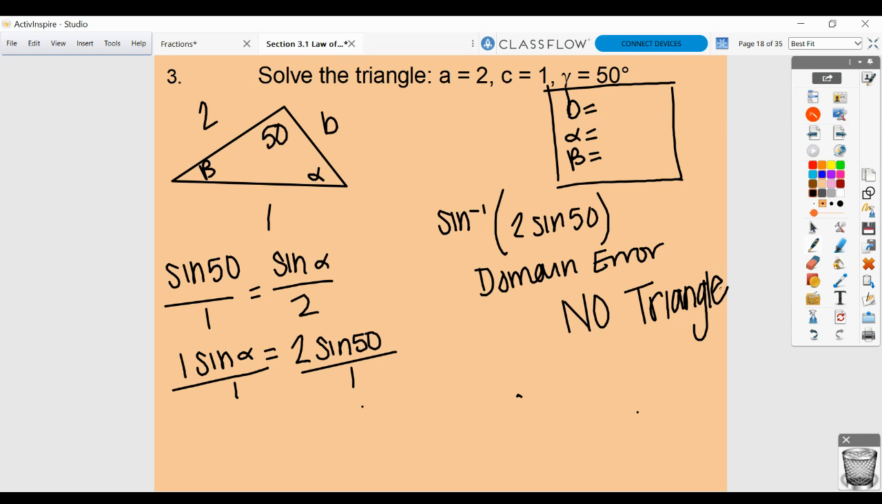Here's why it doesn't work. If I would try and draw this to scale, here's 2. Here's half of it as being only 1. If this needed to be 50 degrees, there is no way that that can make a triangle. So if you get a domain error right off the bat when you're trying to figure out the triangle, your answer is no triangle and you can't go any further with this.